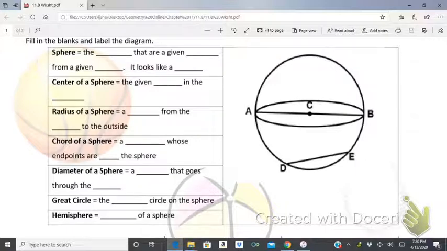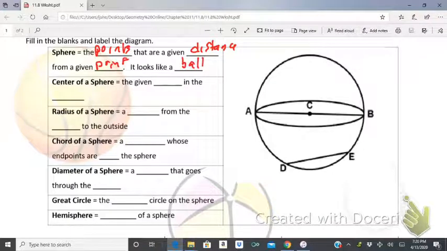This is chapter 11.8. This is all about spheres. Spheres are shapes that look like a ball. If you can't see this 3D shape, just pick up a baseball, a basketball, a tennis ball, anything near you that looks like a ball, and you're good. A sphere is a set of points that are a given distance from a given point. It looks like a ball.